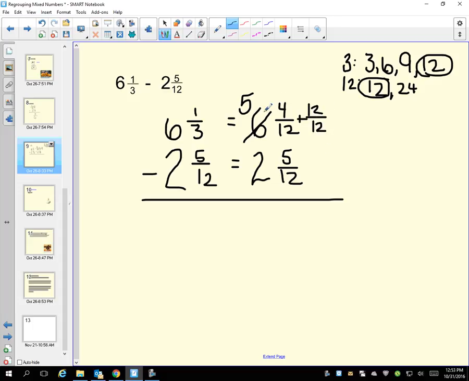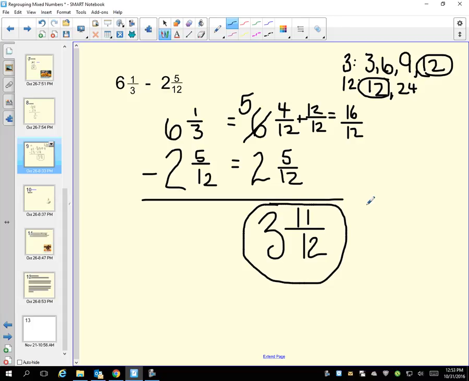So I took a whole from here, and I'm adding it to my fraction that I have here. But I already have 4 twelfths. So now that I have the 4 twelfths, and I've borrowed 12 twelfths, how many twelfths do I have altogether? 16 twelfths. Now I can subtract 5. 16 twelfths minus 5 twelfths will be 11 twelfths. And 5 wholes minus 2 wholes is 3 wholes. I cannot simplify that, and that is my answer.